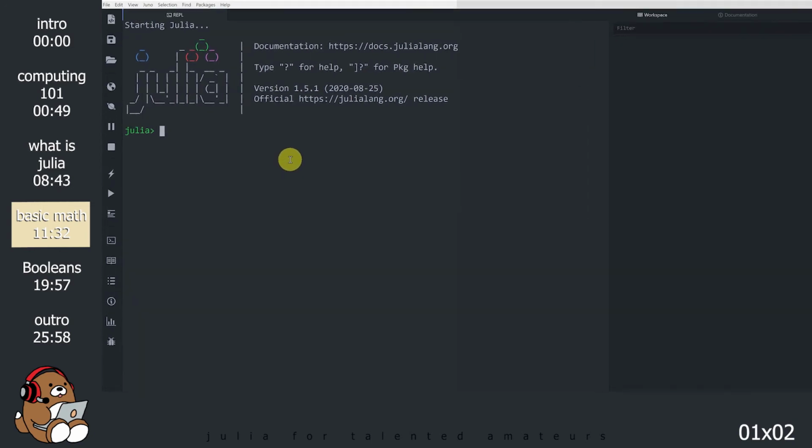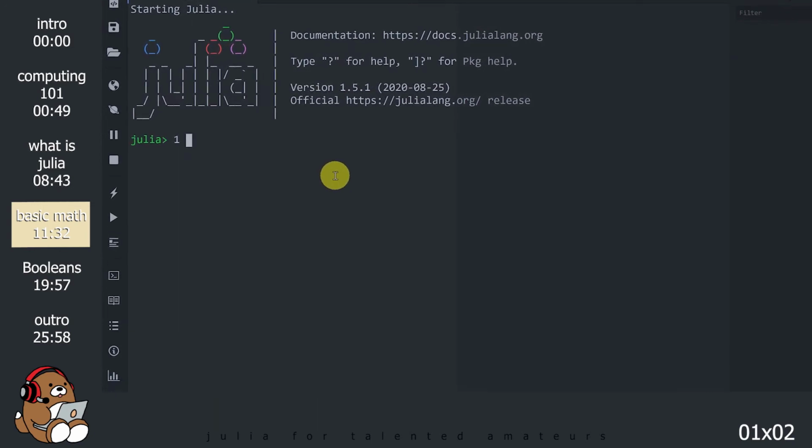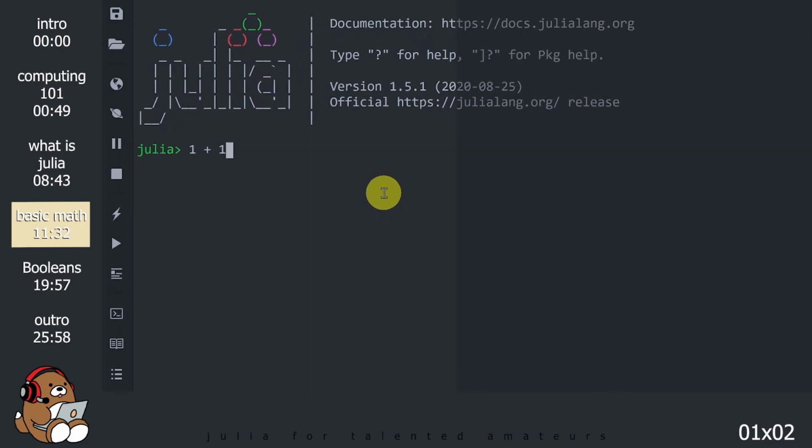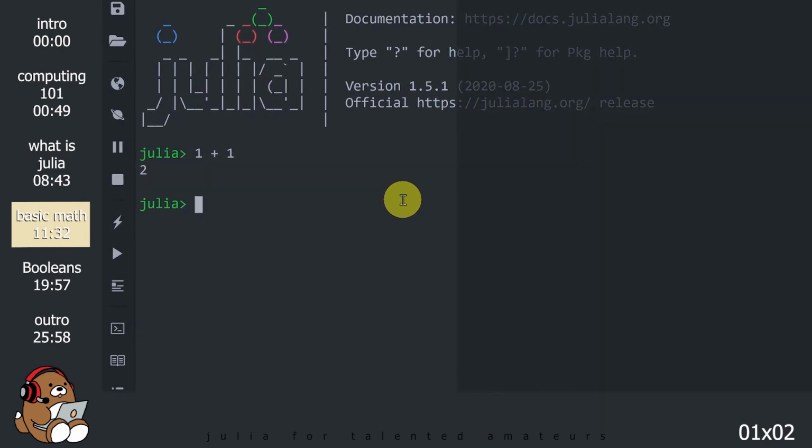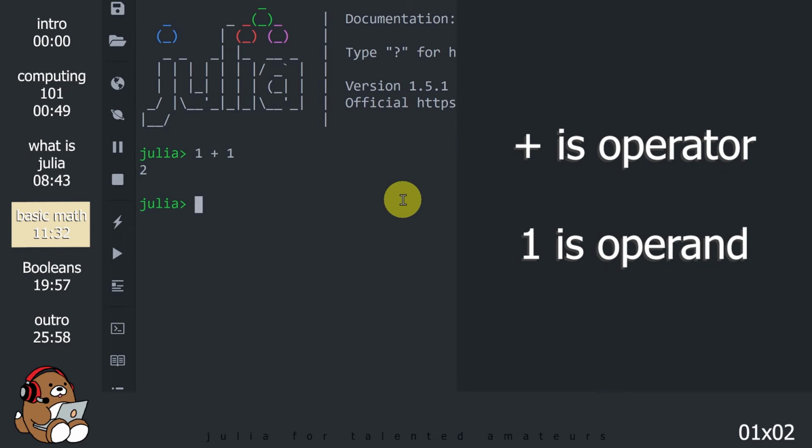Click in the REPL and type in 1 plus 1. In this example, the plus sign is called the operator, and the numbers on either side are called the operands.